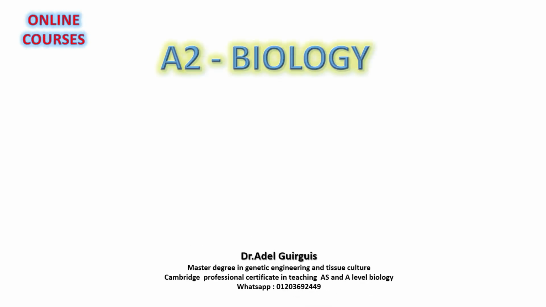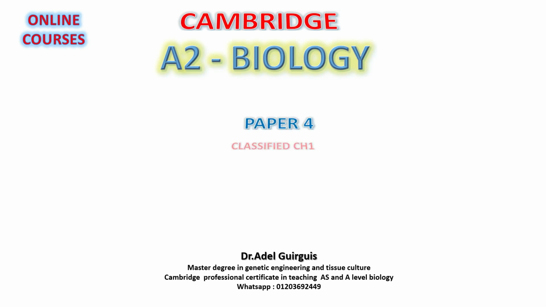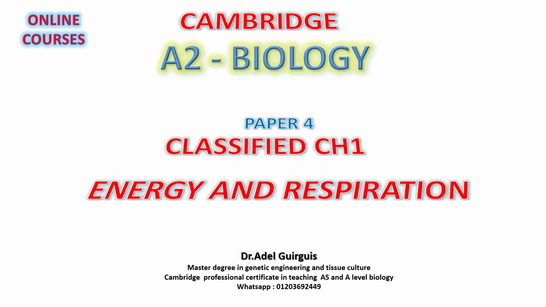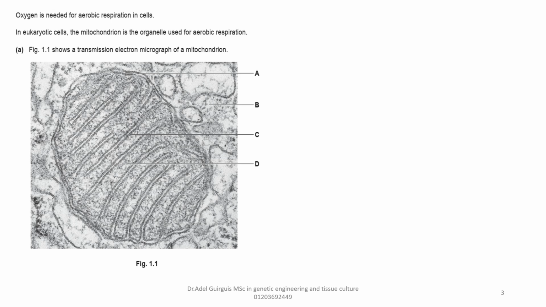Today we will start revision of paper 4, classified chapter 1, energy and respiration. Question number 1 from page 41, May June 24. Oxygen is needed for aerobic respiration in cells. In eukaryotic cells, the mitochondrion is the organelle used for aerobic respiration. Figure 1.1 shows a transmission electron micrograph of a mitochondrion, with letters A, B, C, and D.